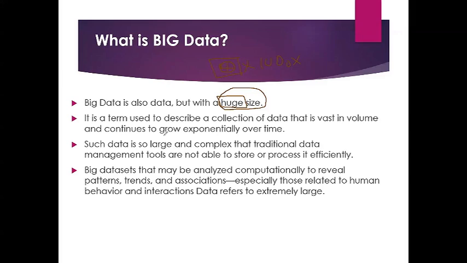And the other thing, this is a term used to describe a collection of data in a vast volume. This is a vast volume and continues to grow exponentially over time. This is the other thing. When we discuss this data, it will grow over time exponentially. It shows exponential growth.